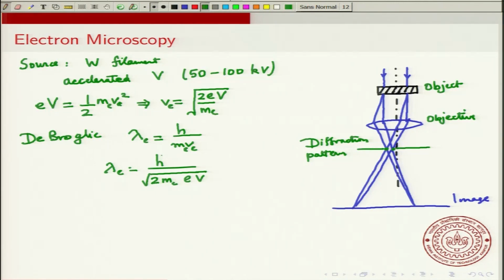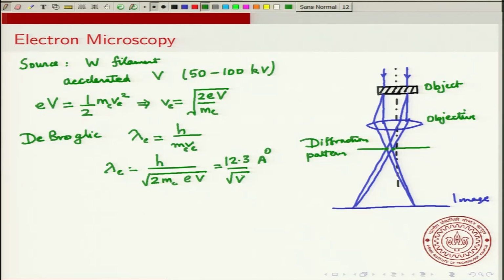You see that h is Planck's constant, which is a fundamental constant; the mass of the electron is fixed, and the charge on the electron is fixed. So I can write this as 12.3 angstroms. If you substitute those numbers, you get 12.3 angstroms divided by the square root of V, where V is expressed in volts.